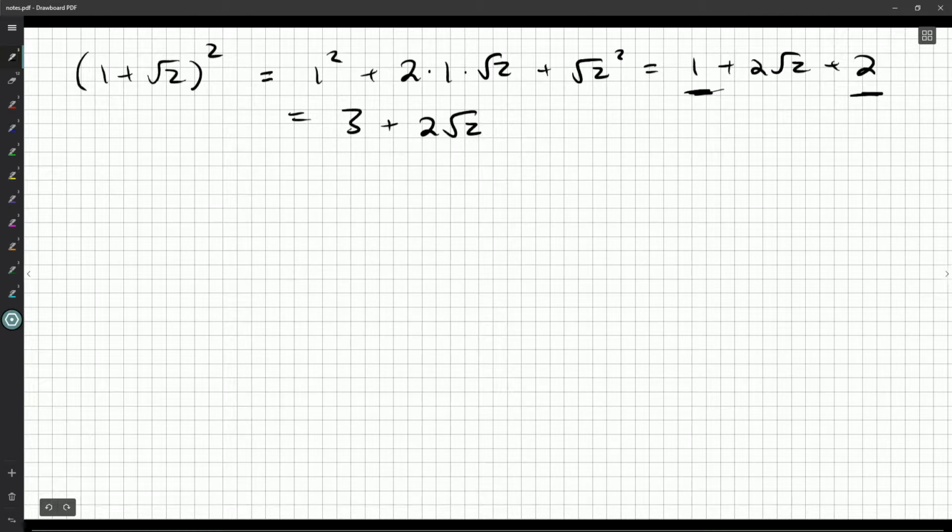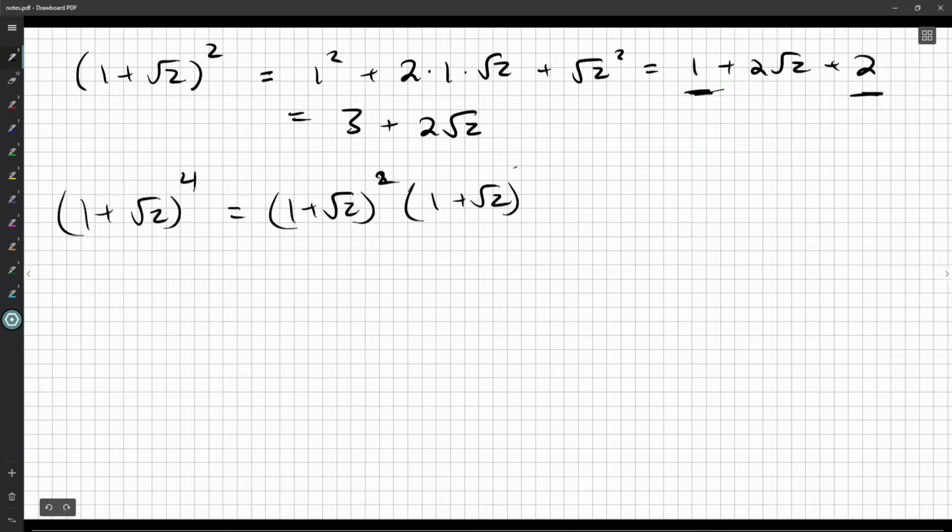Okay. Well, we could figure out (1 + √2)^3, but what are we trying to do? We're trying to get (1 + √2)^5. If I wrote (1 + √2)^4, which is pretty close, something to the power of 4 can be written as the product of two things squared. And I know what (1 + √2)^2 is. It's 3 + 2√2. We just worked this out.